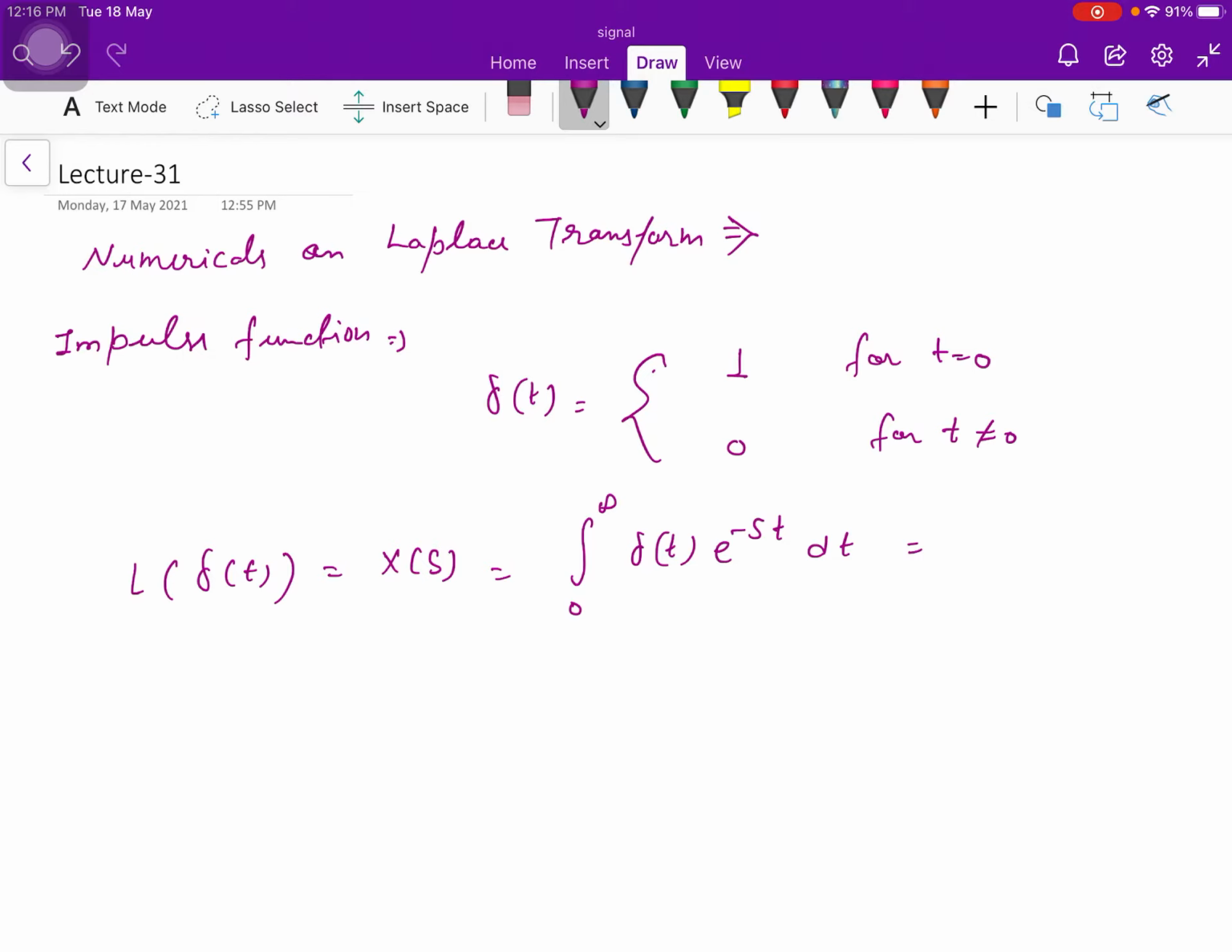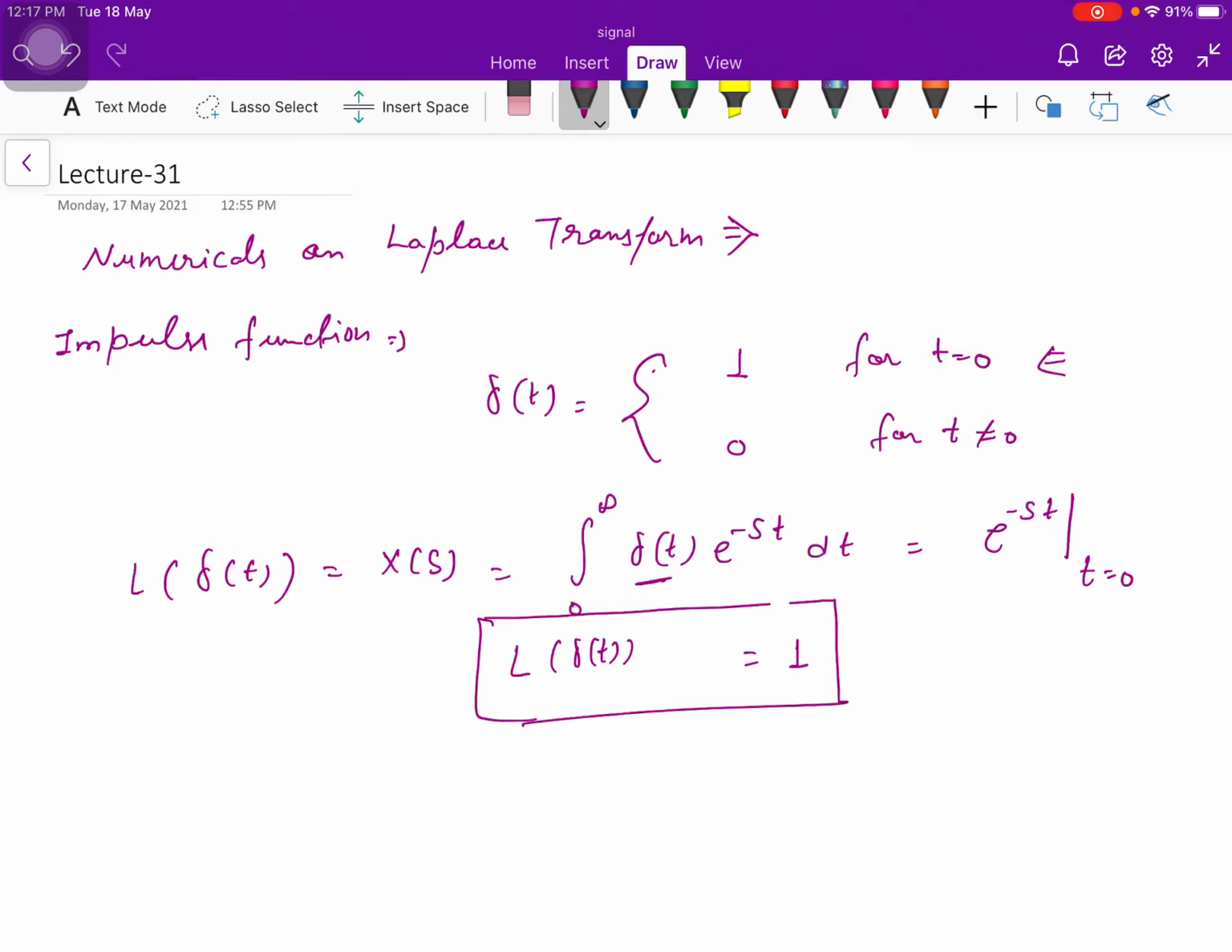Now, this delta t is only valid for t equal to 0 as per the definition of the impulse function. So, e to the power minus s t is only evaluated at t equal to 0. When you put t equal to 0 in this equation, you get the value. So, the Laplace transform of delta of t is equal to 1. You have to remember this, because in some numericals we use this direct answer.